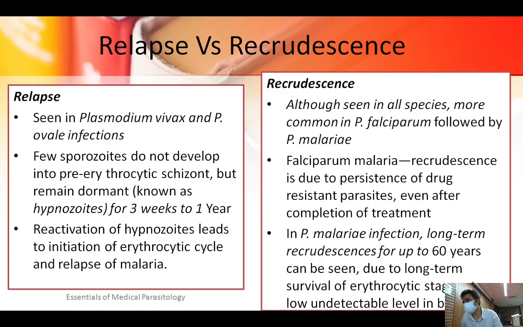They'll ask you what are the different species of malaria, and another favorite question which they might ask you is relapse and recrudescence. So what do you mean by relapse? Relapse is basically seen in Plasmodium vivax and Plasmodium ovale.